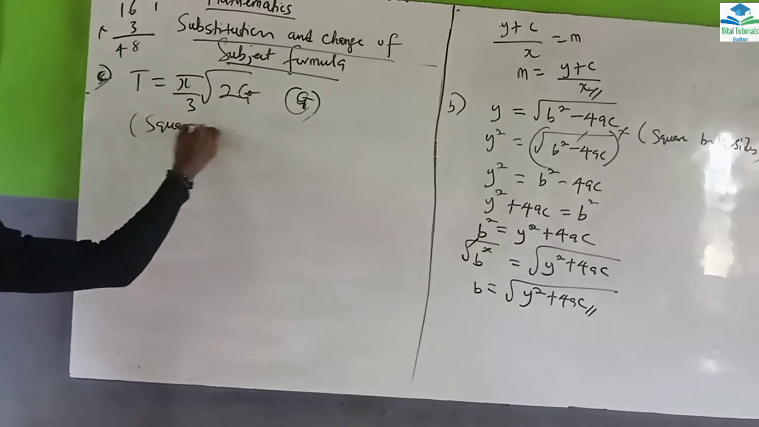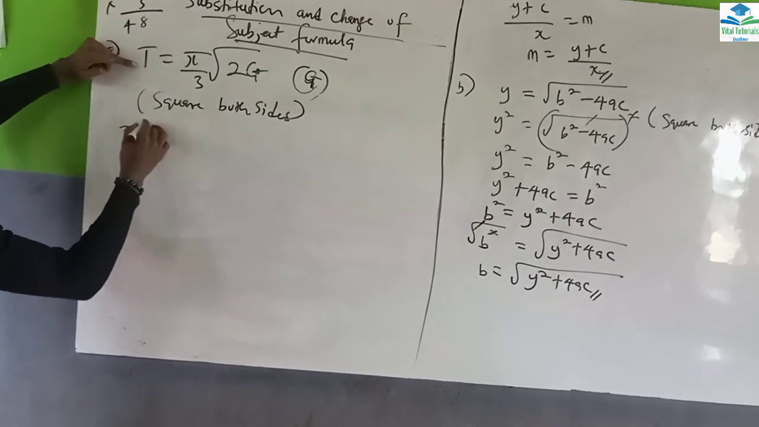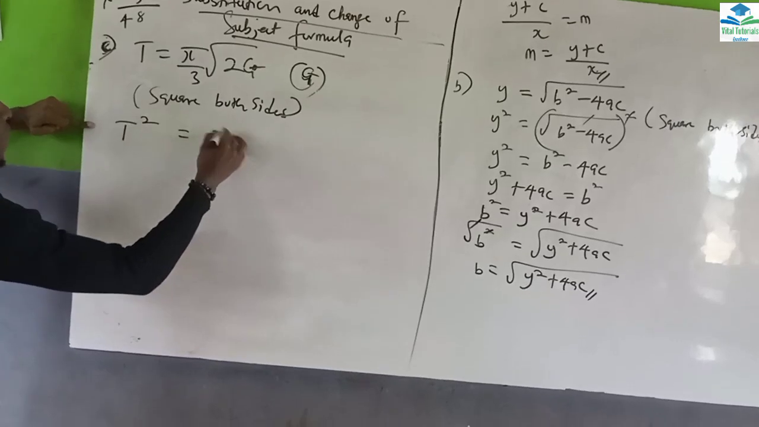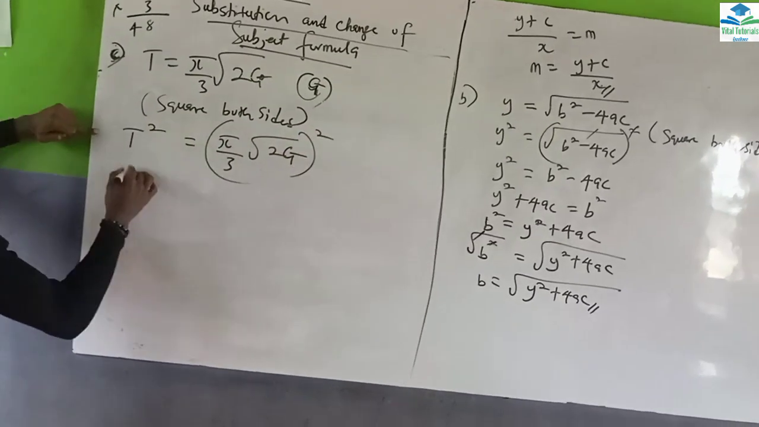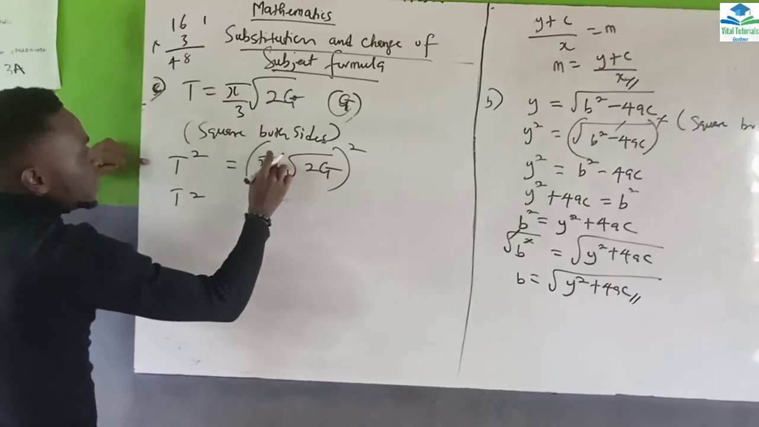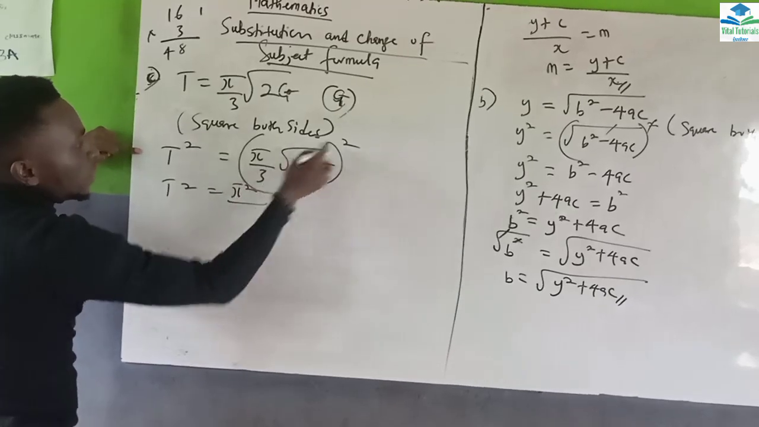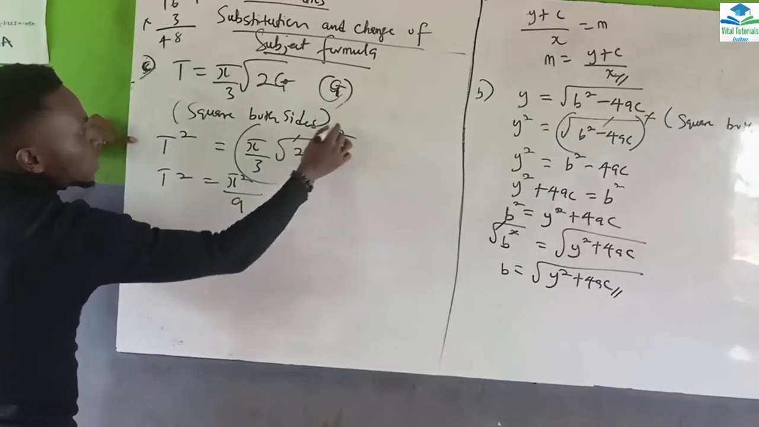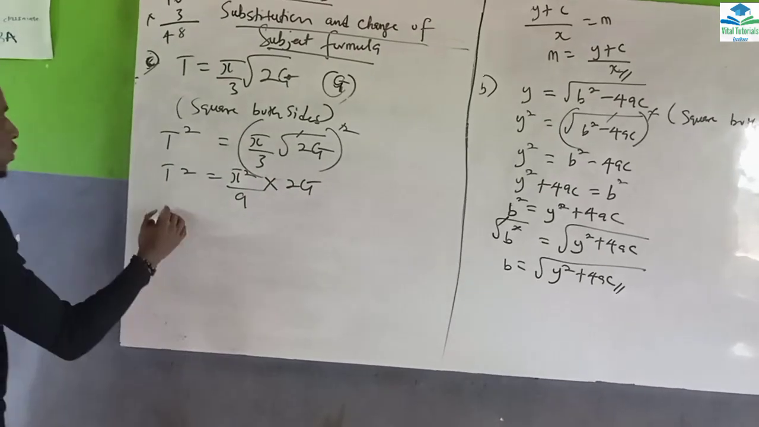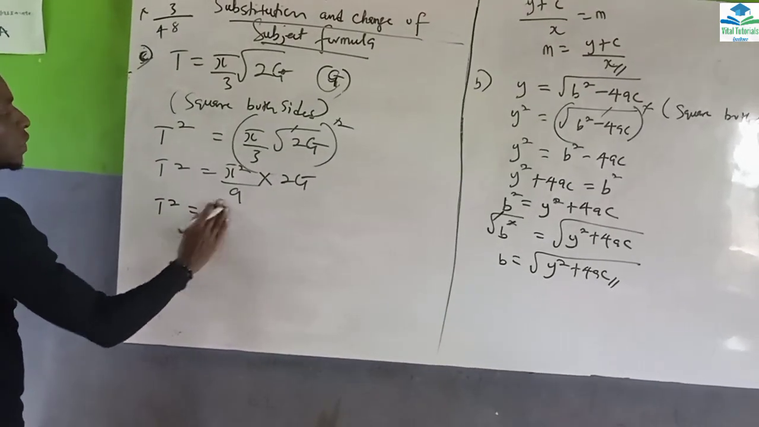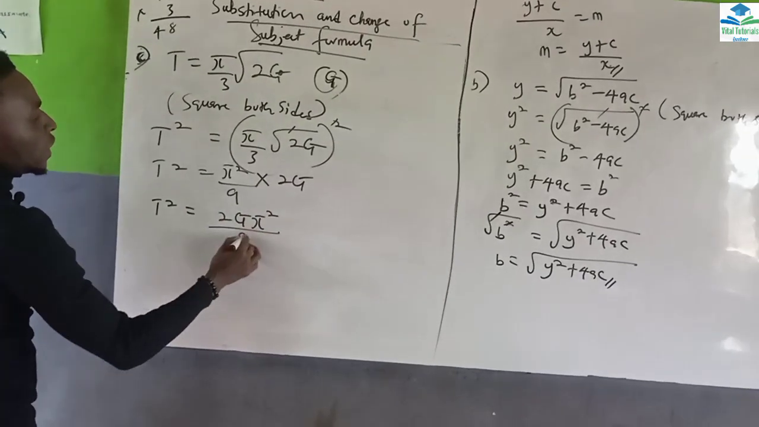Therefore, you say here, square both what? Sides. That means this side is squared. This whole side, pi over 3 square root of 2g, is also squared, right? So t squared. Now you're squaring it individually. You square pi, you have pi squared. You square 3, you have 9. Then when you square, this square root will go out. You have times 2g. So t squared equals pi, when you times this 2, you have 2g pi squared all over 9.